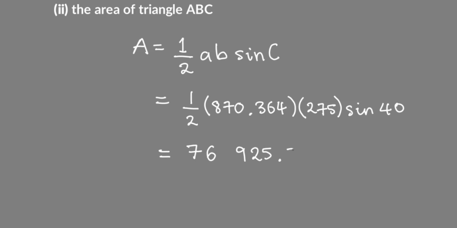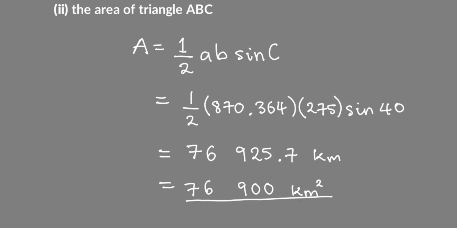I think we can end on 7 like that, and then round this off to 3 significant figures. I think we can round off using the 2, which will change nothing. So we have 76,900. And don't forget the units, it's square kilometers. Rounding off your answers here looks like it's nothing important, but it becomes very important when exams are being marked.